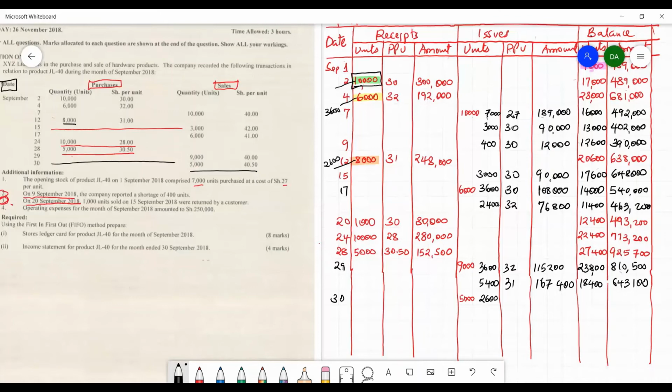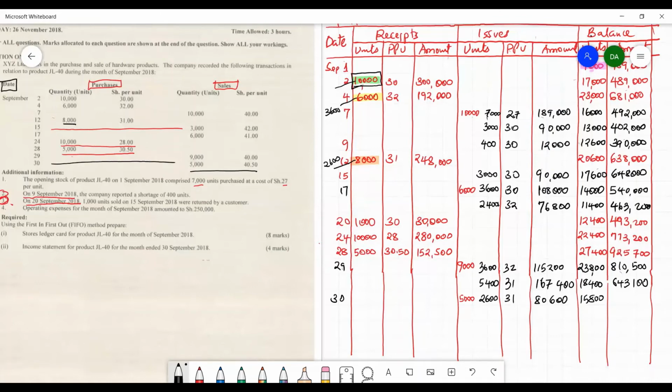Each is issued at 31. So we have 2,600 multiplied by 31, and that will give you 80,600. Deduct from 18,400, subtract 2,600, so that you have 15,800 as remaining.